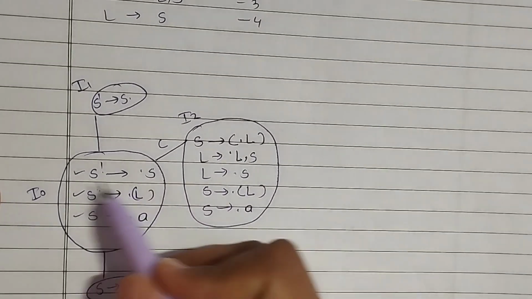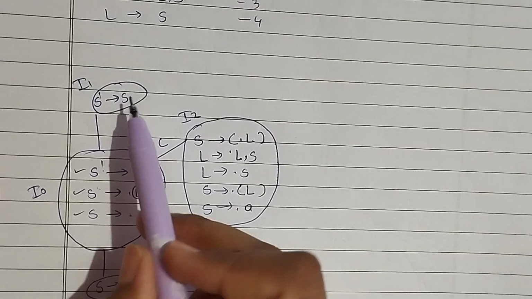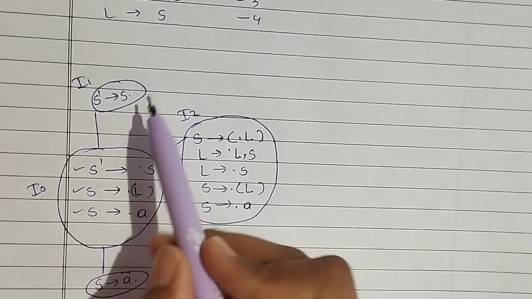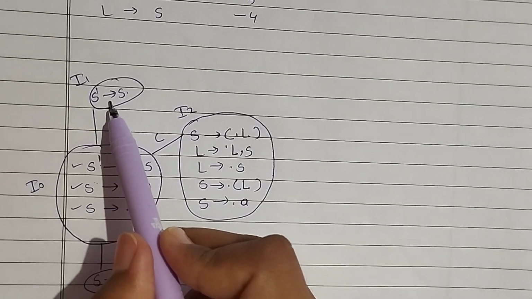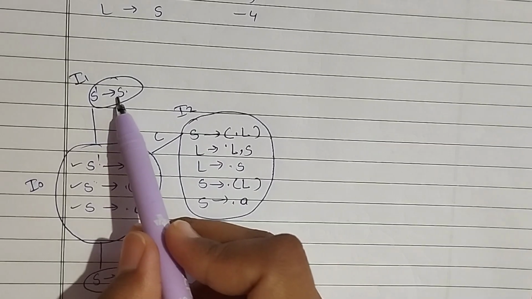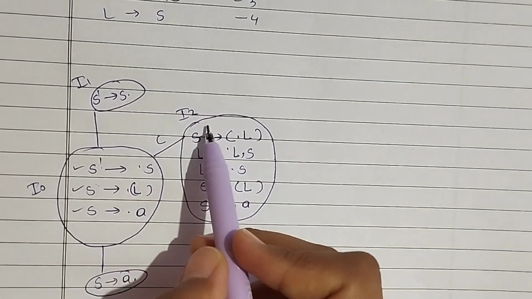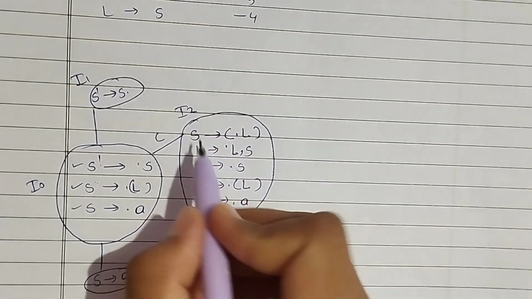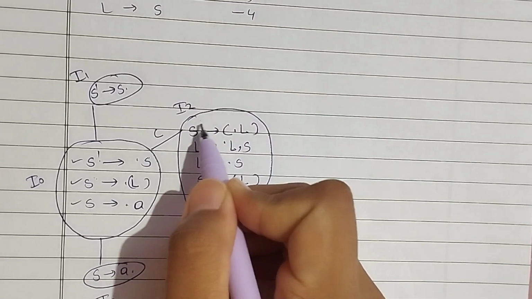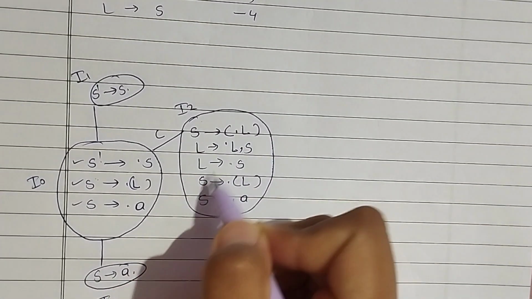So now this I0 state is completed. Now we visit I1. I1 has only one grammar, S → R S ·, which is the acceptance state. Now we move to the I2 state. So now the I2 state has S → R. We visit all the grammar one by one.